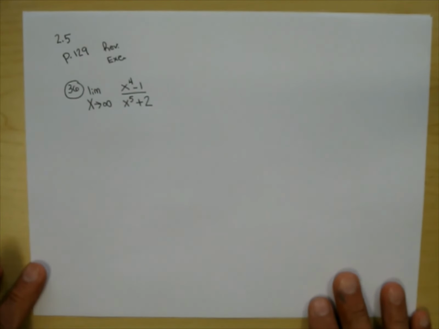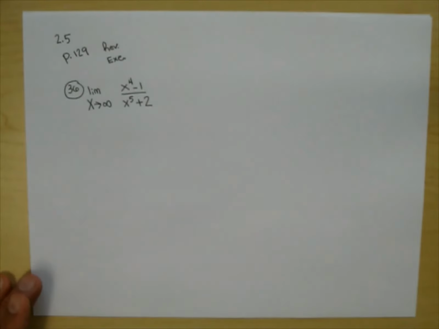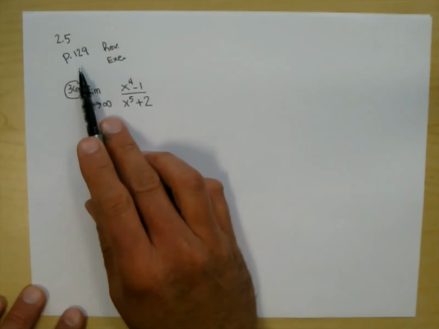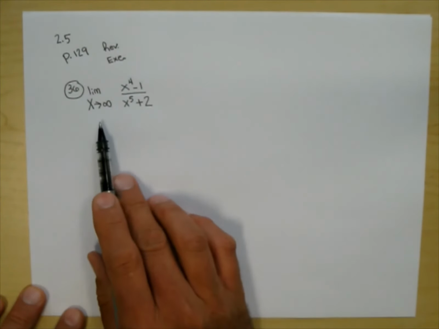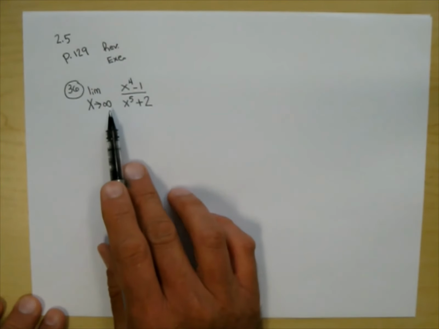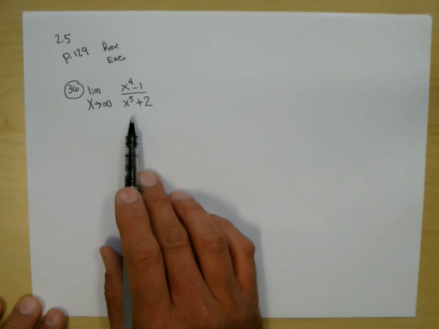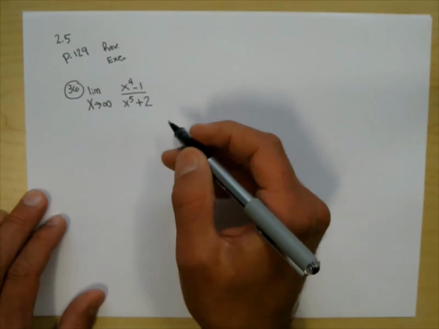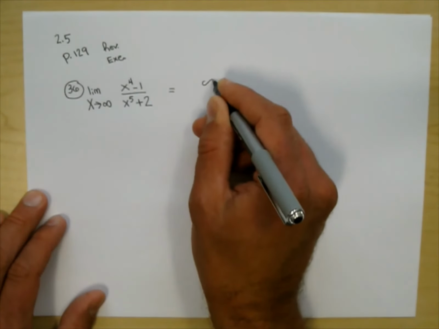Okay, 2.5. Another question from 2.5. Go ahead and pause the video and see if you can do this. This is page 129, review exercises. Take this limit as x approaches infinity. When you do that, you end up getting infinity over infinity. So that's a bad thing.